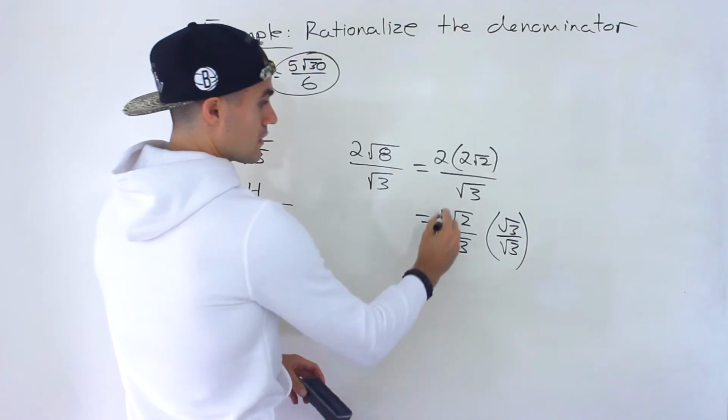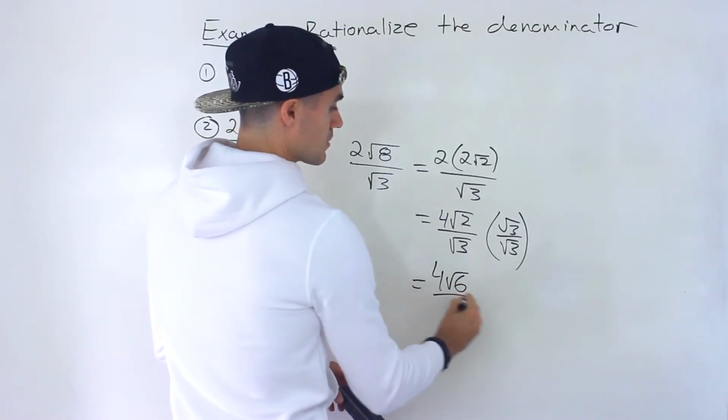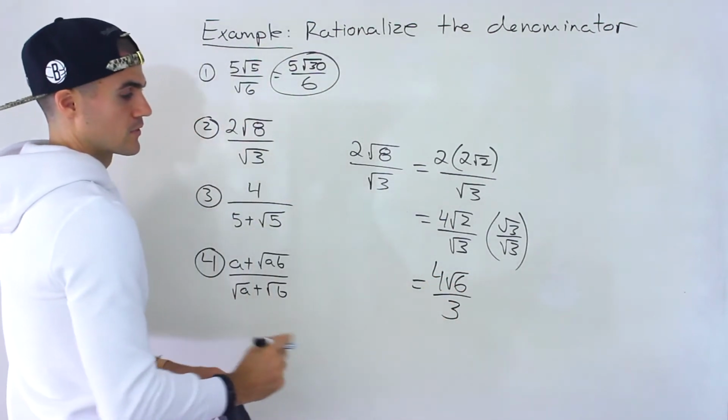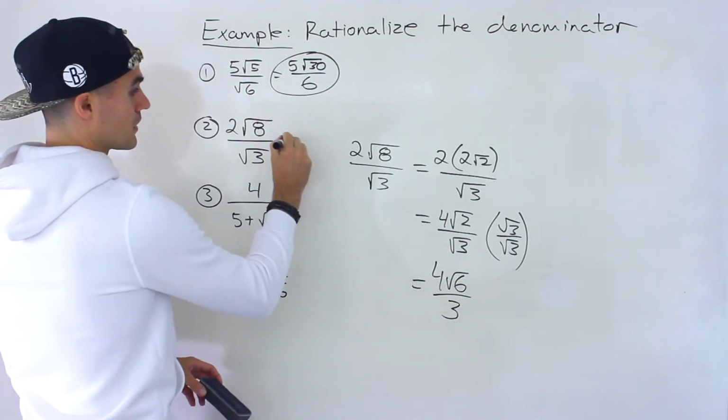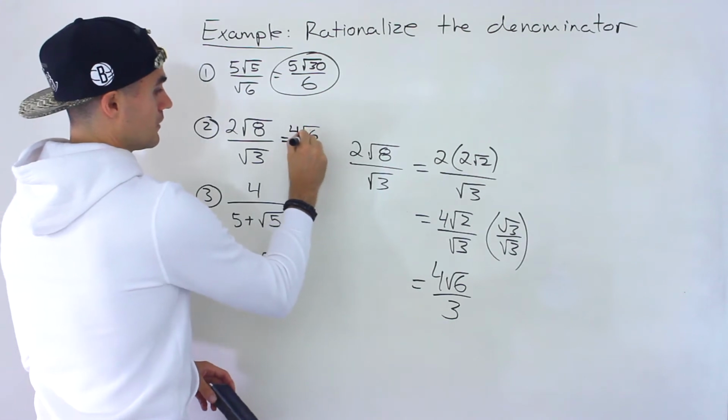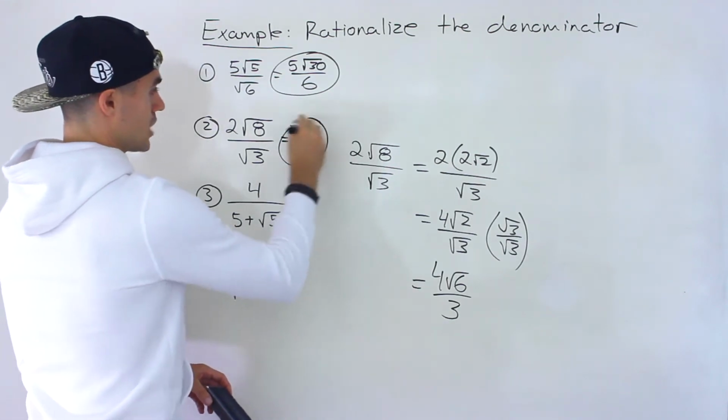So this would end up being 4 root 6 over 3. The root 6 doesn't simplify, and then 4 over 3 doesn't simplify. So that would end up being the final answer. Another thing I want to mention is you could check your answers too.